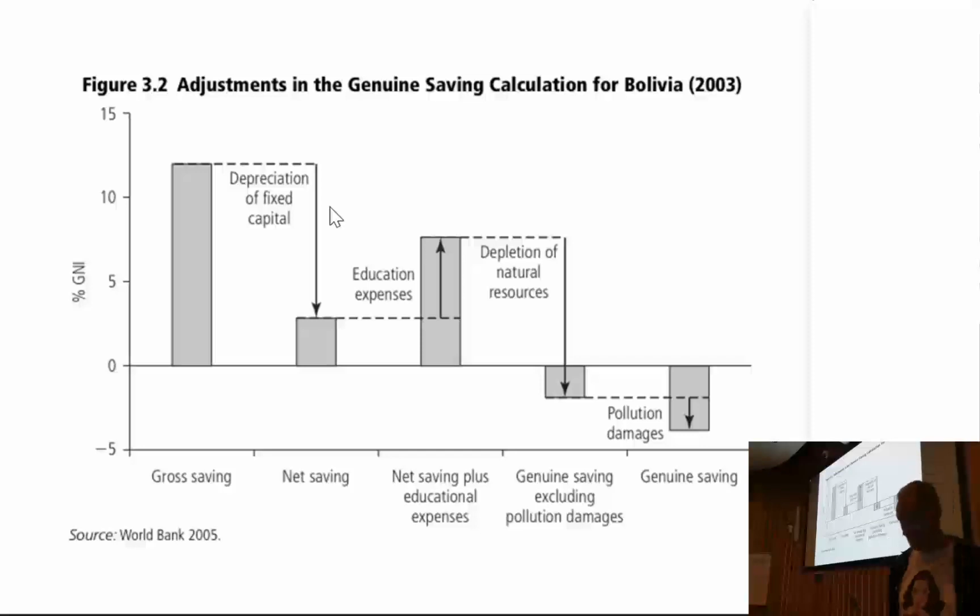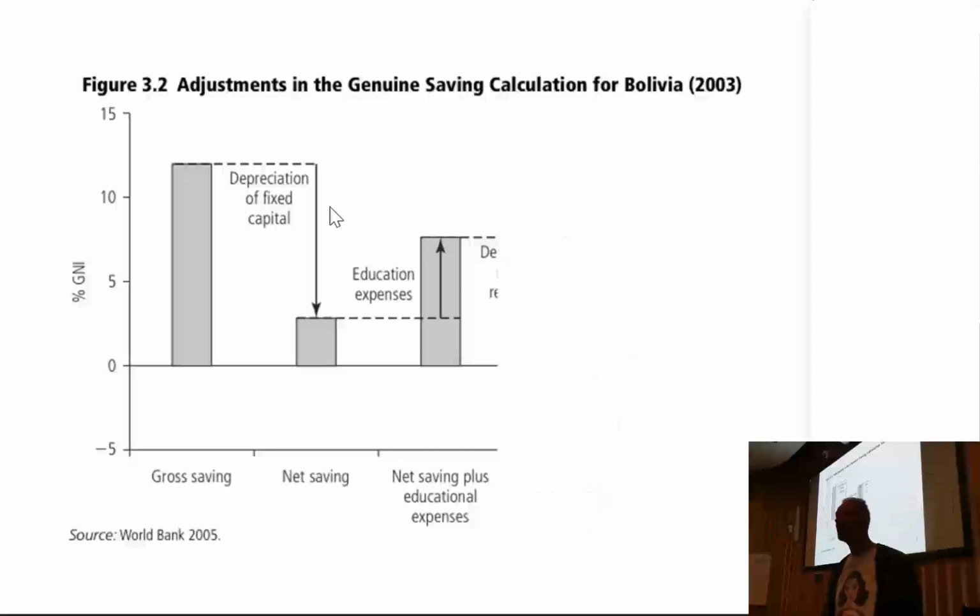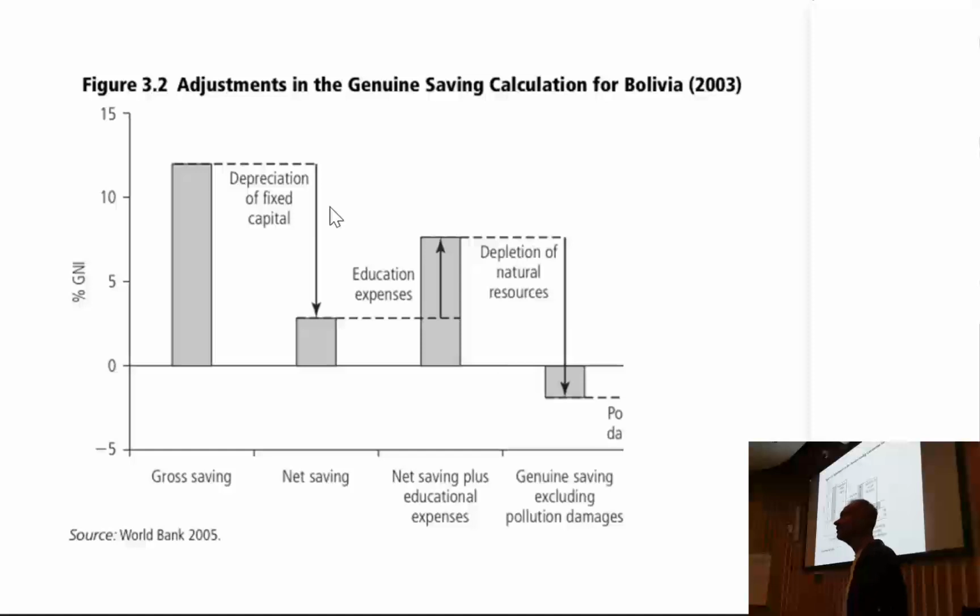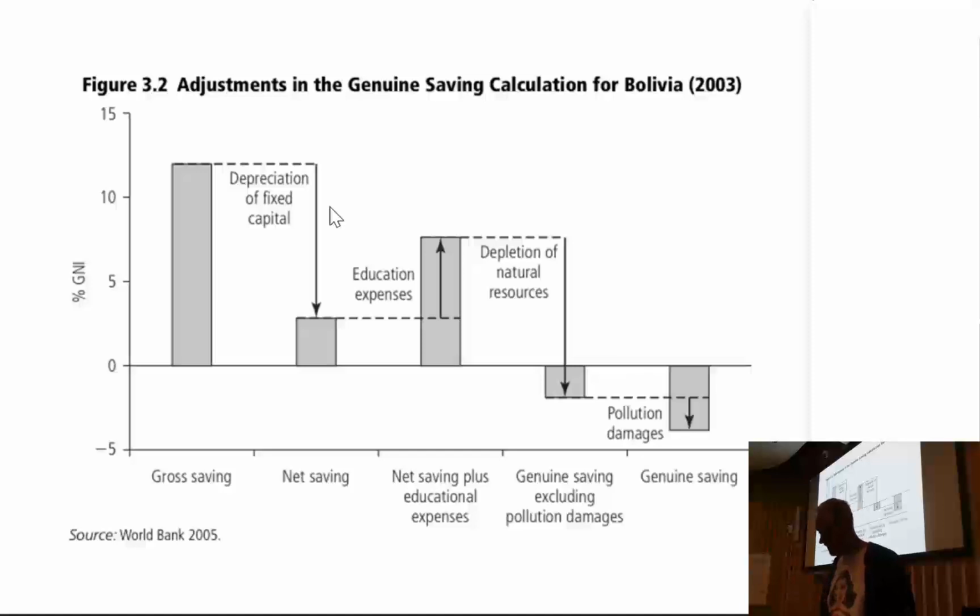Oh wait, I skipped a step. This was the pollution damage. What they did here was, this is Bolivia, they included deforestation in the Bolivian part of the Amazon, as well as some of the mining activity that is going on. Then it doesn't look so sustainable anymore. And then if you then also subtract CO2 and PM10, then Bolivia looks pretty unsustainable, right?